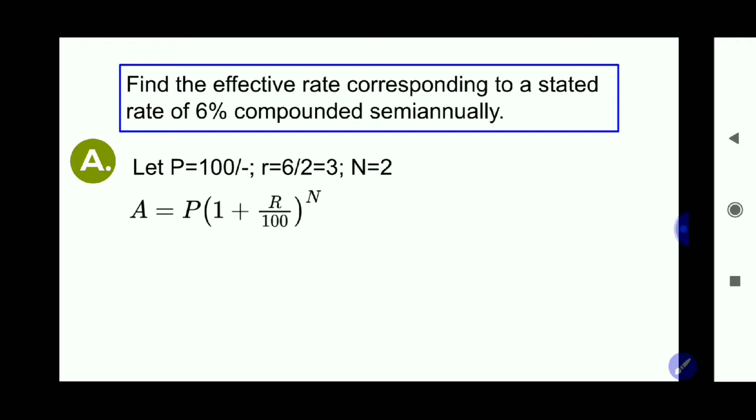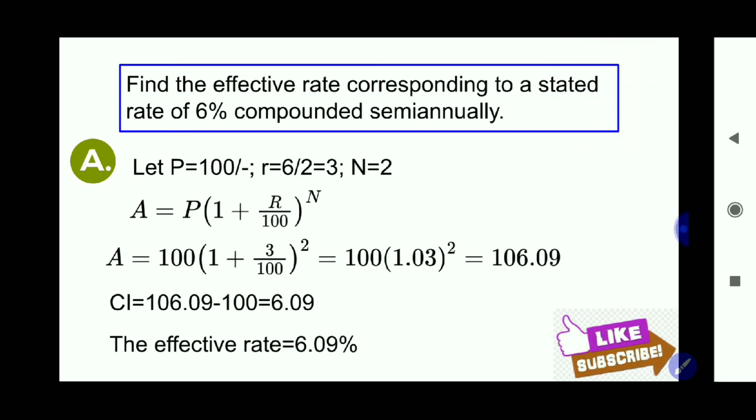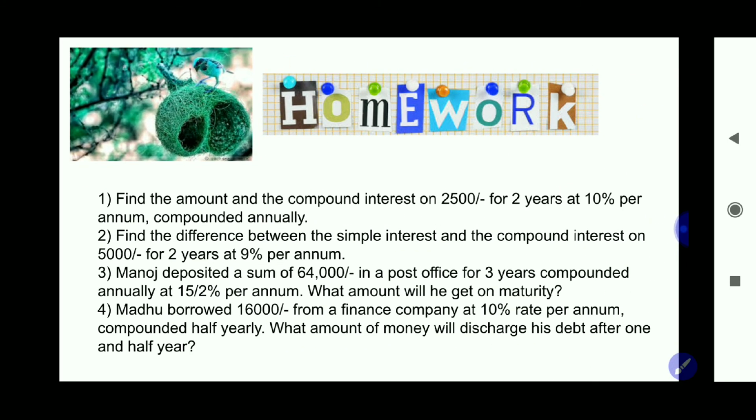So A is equal to P into (1 + R/100)^n. By substitution and simplification, we get 106.09. Compound interest is 106.09 minus principal 100, that is 6.09. Hence the effective rate is 6.09%. Now it's time for homework.